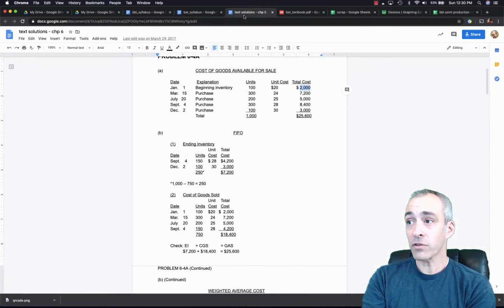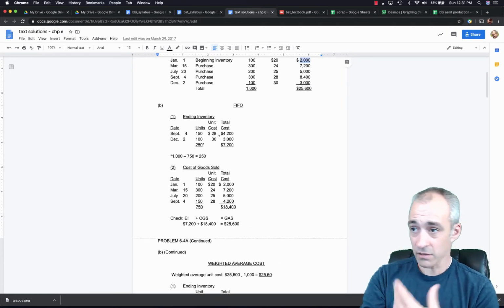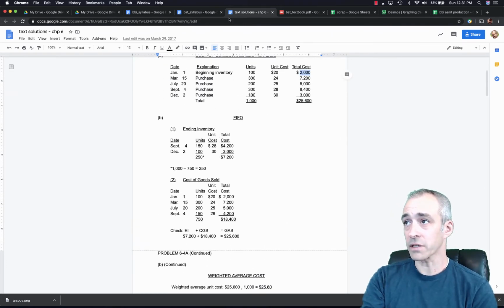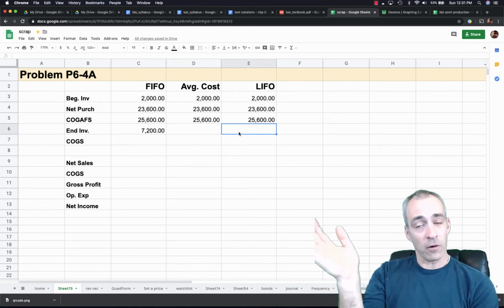So our ending inventory under this assumption is 7,200. And if you have those solutions open, you can see that's what they got, with a messy display that's hard to follow. So 7,200. And let's skip over then to LIFO.